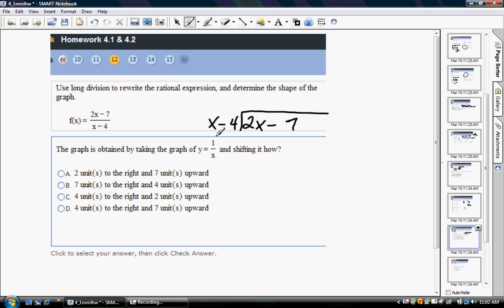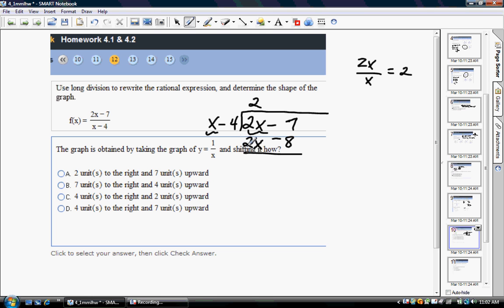To do long division of expressions, what you have to do is divide the first term of your divisor into the first term of the dividend. So we say x goes into 2x, how many times? Right, 2 times. So we would have a 2 there. And then we say 2 times x is 2x. 2 times negative 4 is minus 8. Just like we do regular division.